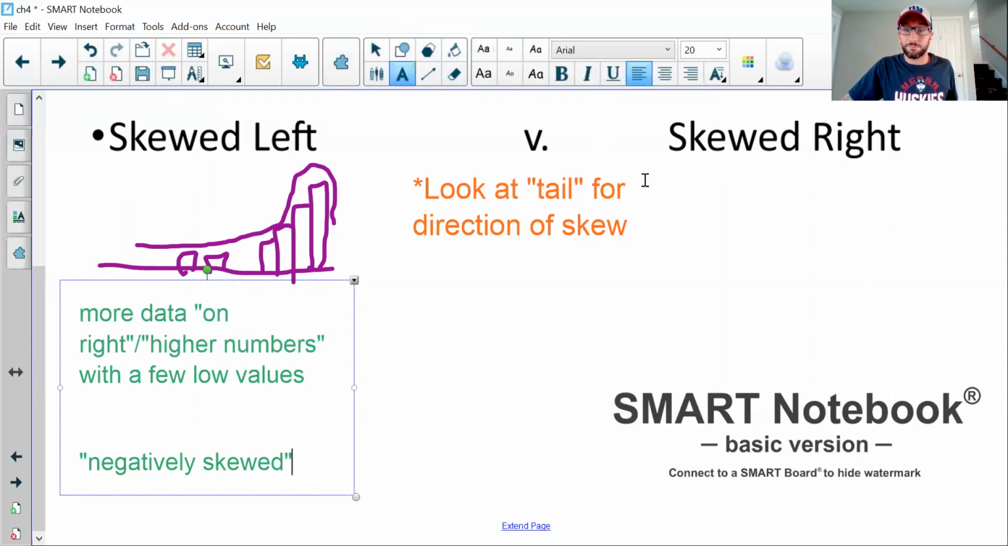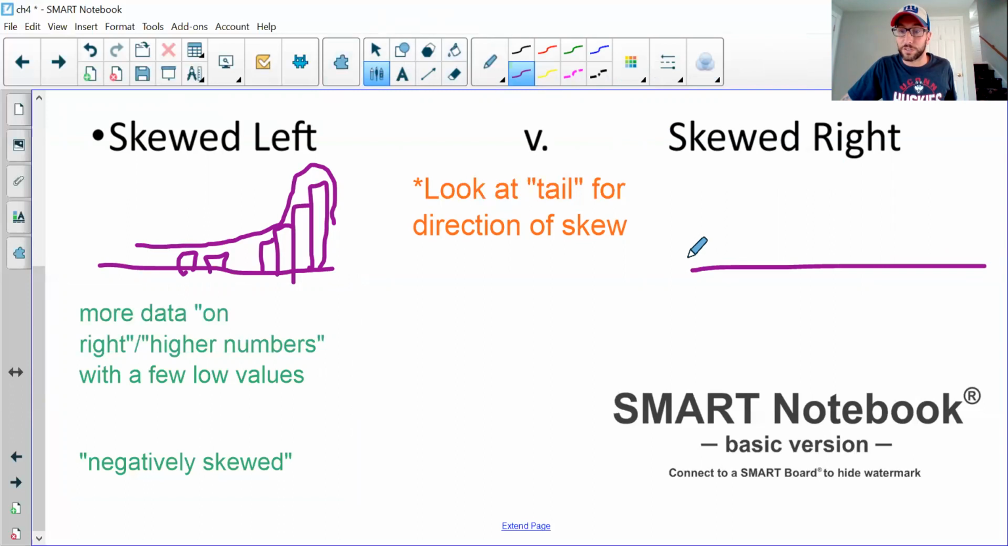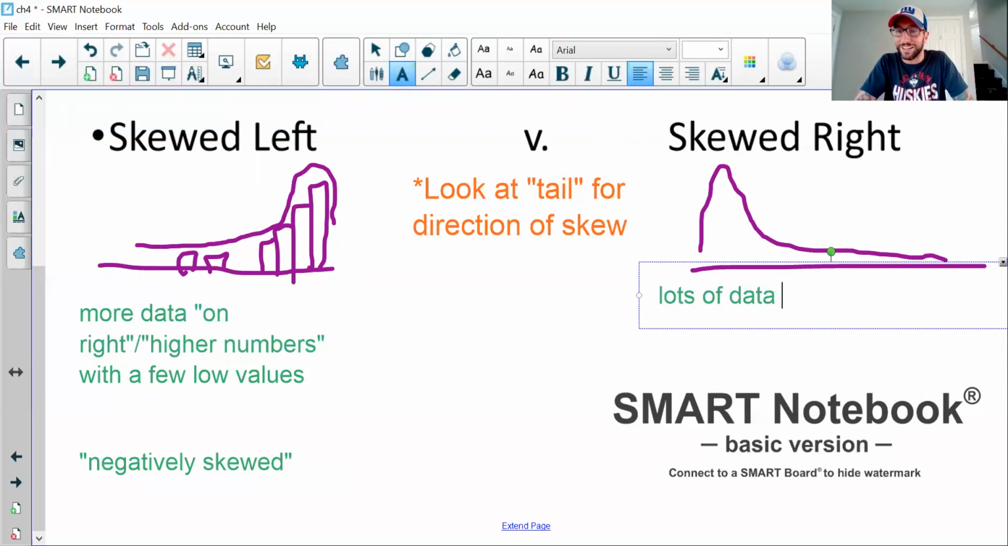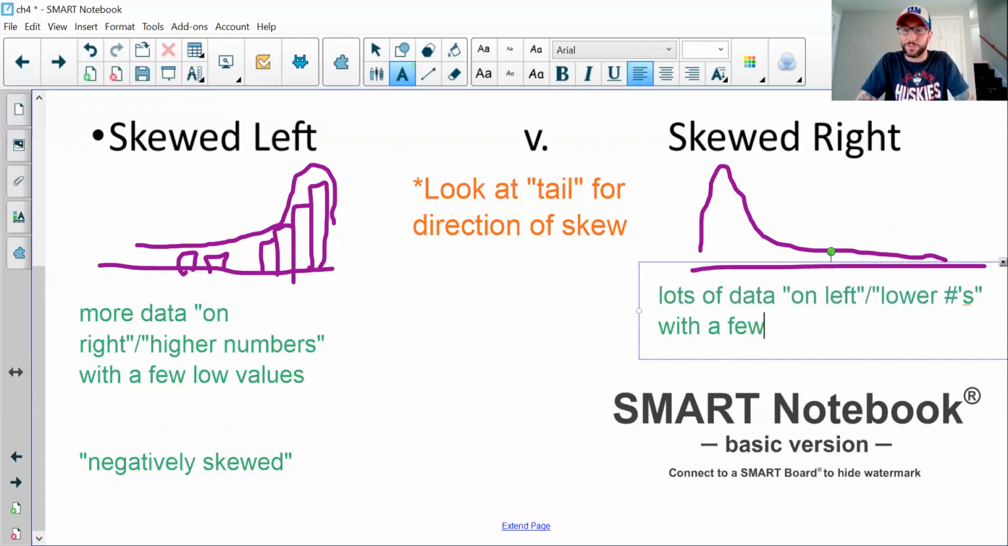Skewed right, same kind of idea. This time, the tail is going to be on the right side, so for something that's skewed right, we're going to have a majority of our data values on the left with a few high values, our tail on the right side. So for this definition over here, you can say most of our data, or majority of data, or I'll just say lots of data, kind of on the left or in the lower numbers with a few or some high values.